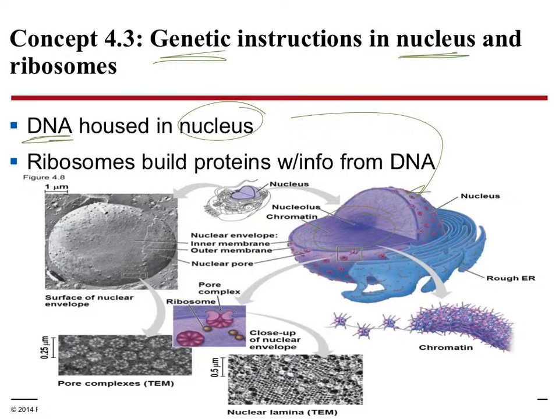Ribosomes are also important in that they are kind of tied to the DNA, in that the DNA codes for the protein, what the protein is going to look like. The ribosome is the structure that actually builds the protein. So ribosomes build proteins with information from DNA. And this just shows you how closely those are associated.